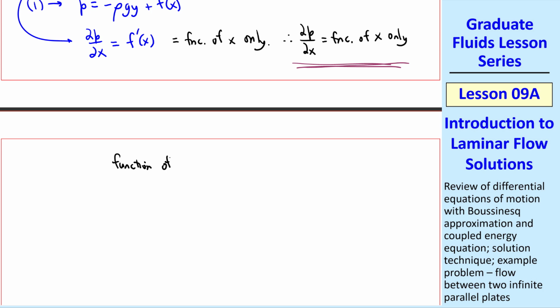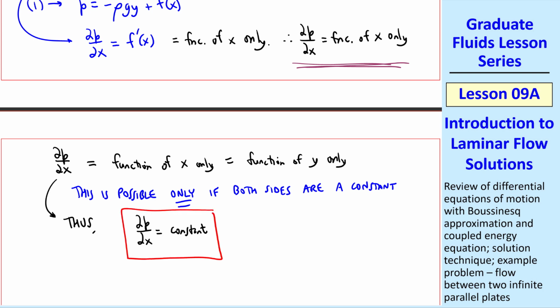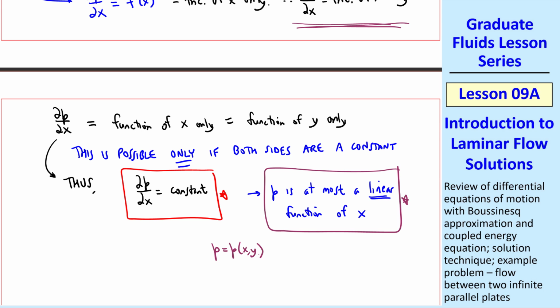Equating ∂P/∂x, we have a function of x only equal to a function of y only. This is possible only if both sides are a constant. Thus, we conclude that ∂P/∂x must be a constant, which means that P is at most a linear function of x. Keep in mind that P is a function of both x and y, but its functional relationship to x is at most linear.